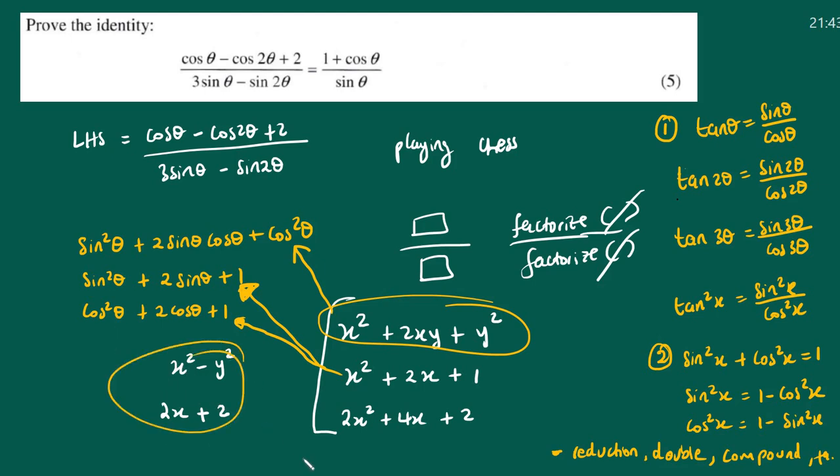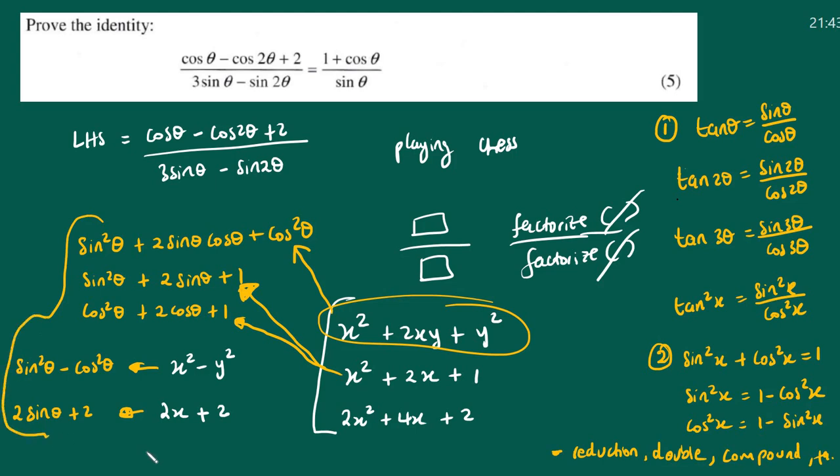In terms of these ones, right, you can have sine squared theta minus cos squared theta. Then in terms of this one, because here it means x is sine, cos is y, here you can have 2 sine theta plus 2, or 2 cos theta plus 2. In most cases, either your denominator or your numerator would be looking like one of these. Trust me. It is going to look like one of those. So it's a matter of recognizing.